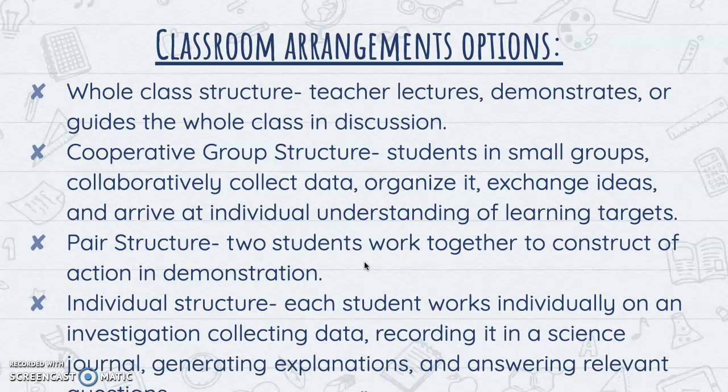Classroom arrangement options. Whole class structure. This is where the teacher lectures, demonstrates, or guides the whole class in discussion. Cooperative group structure. Students in small groups collaboratively collect data, organize it, and exchange ideas, and they arrive at individual understanding of learning targets. A pair structure is where 2 students are working together to construct action and demonstration. And then an individual structure is where each student works individually on an investigation, collecting data, recording it in a science journal, and then generating explanations and answering relevant questions.